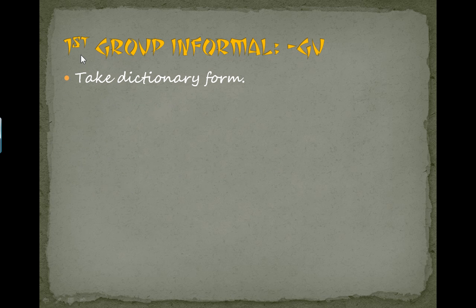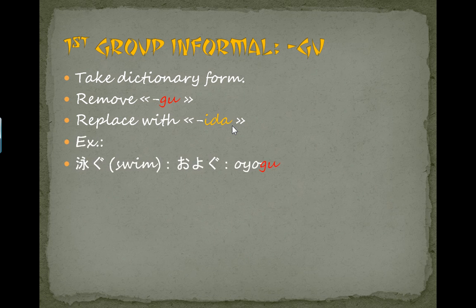Okay, this time around you still have a verb of the first group and you still want the informal past form, but this time the last syllable of your dictionary form is gu instead of su, which was last time. So you remove gu and you replace it with ida. So you see, it's always about removing the ending and replacing it with something else. For example, oyogu, which means to swim. You remove the gu and you replace it with ida. So you get oyoida, which means swam. And this one is swim in the present.